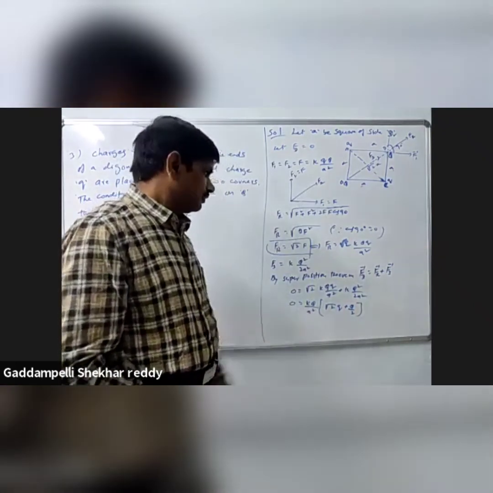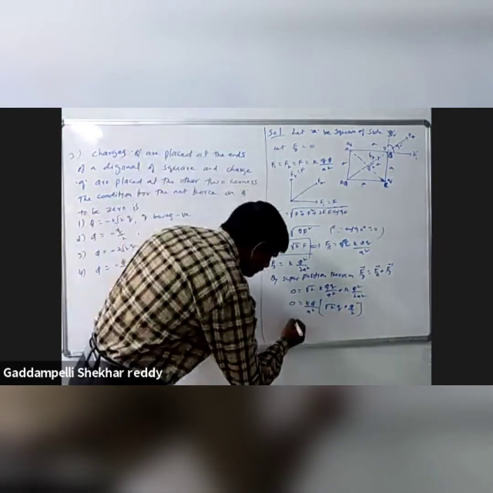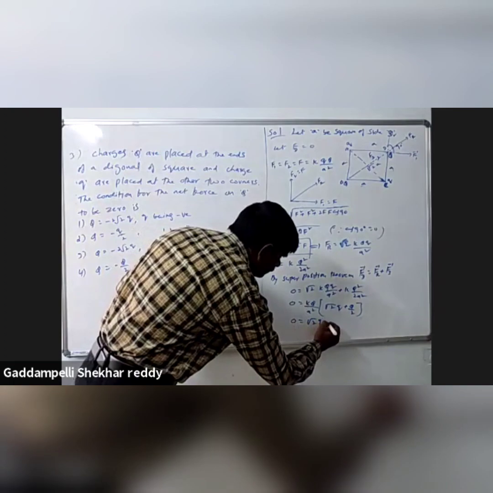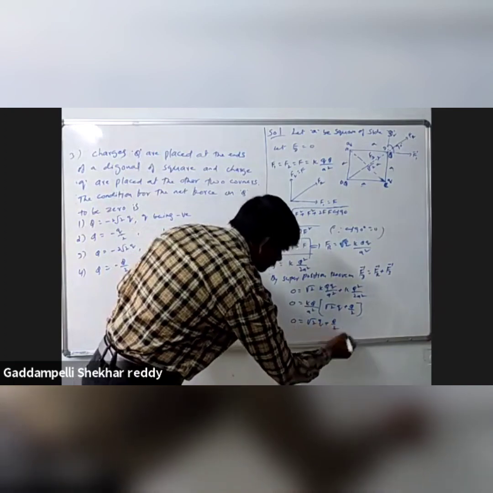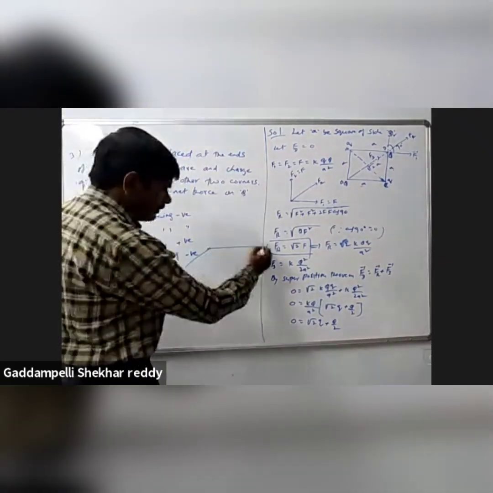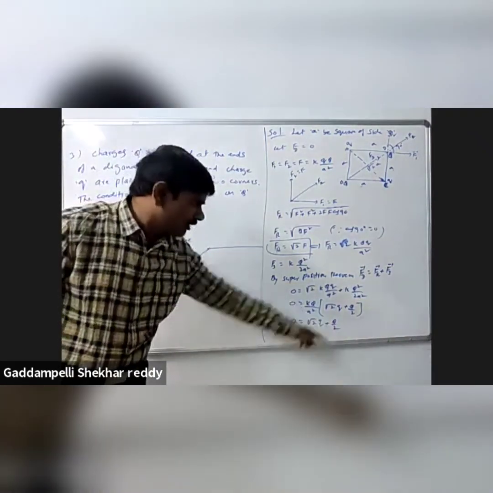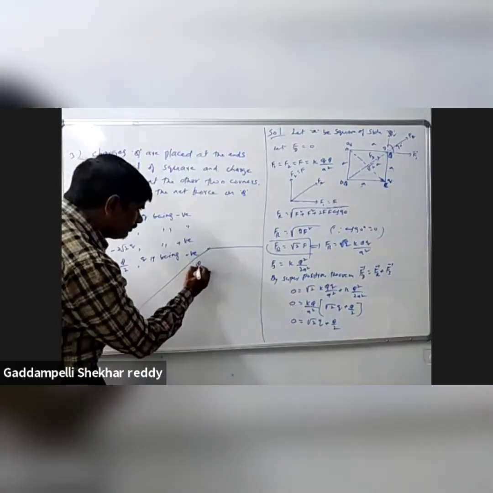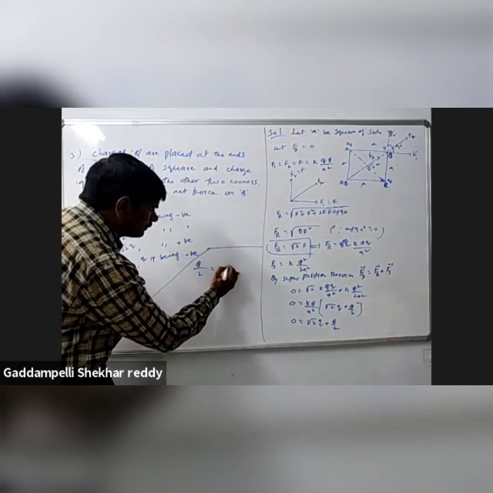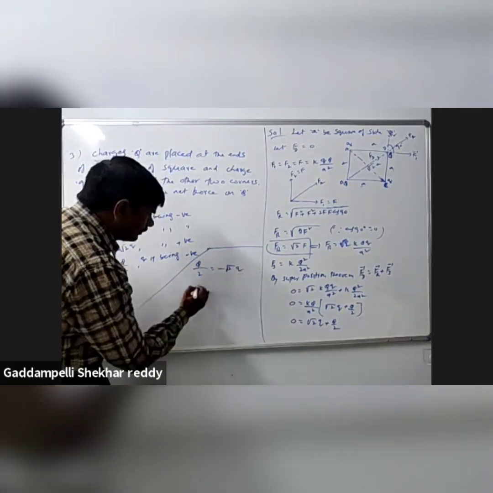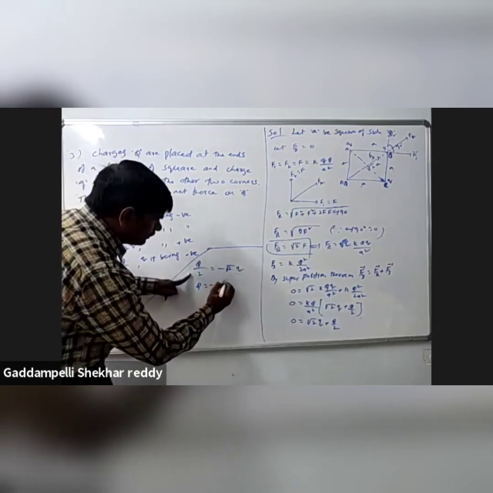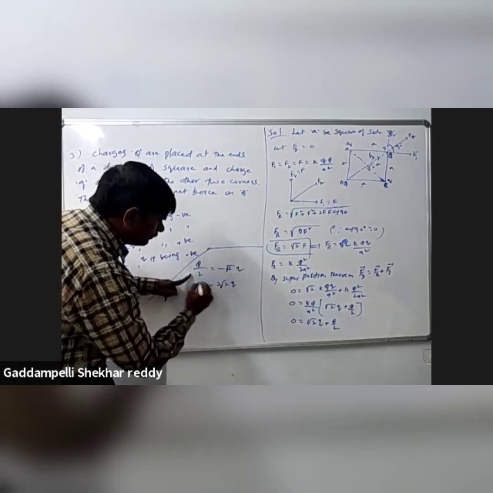This becomes 0. That means 0 is equal to root 2 Q plus Q by 2. Our requirement is capital Q. That means Q by 2 is equal to minus root 2 Q. Therefore, Q is equal to minus 2 root 2 q.